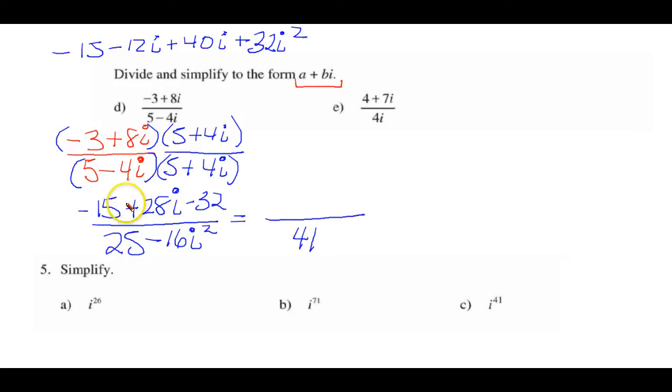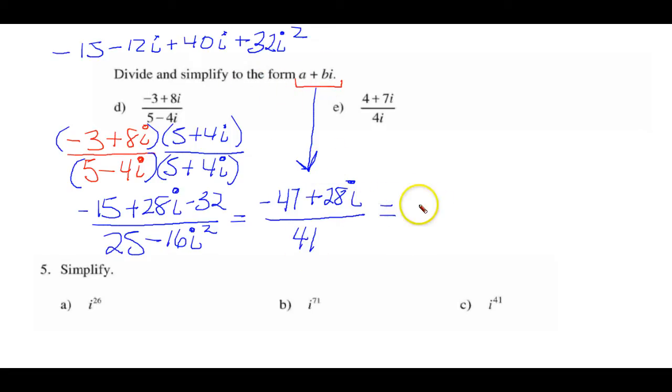Now, my numerator, I have a negative 15 and a negative 32. That's going to be a negative 47 plus 28i. Now, theoretically, that's the answer. And that is correct so far. The only thing is it's not in standard form. So if you put that in MATLAB, they may count it wrong, because they're telling you to put it in this form. So how do we do that?